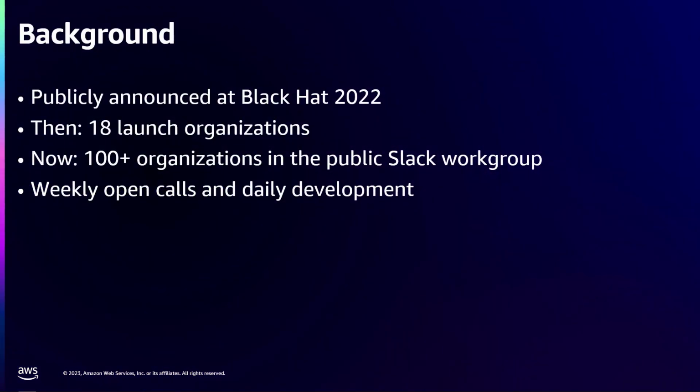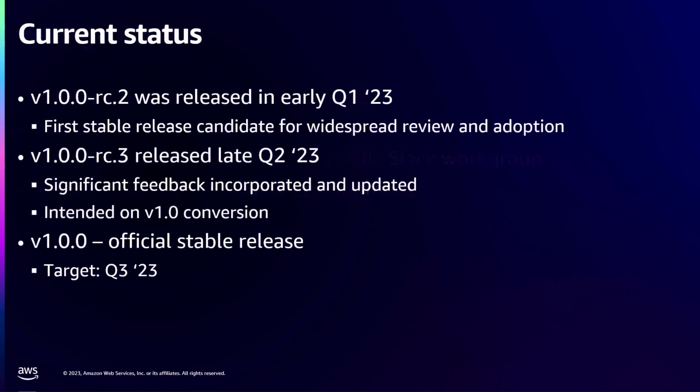So we're going to run through a quick overview. As publicly announced last year at Black Hat, we had 18 organizations intimately involved in creating it at the time. As I mentioned, there are now 100 plus organizations that are in the public Slack workgroup. And we have calls weekly on various topics. And so I think right now we're running 3 calls a week for active development.